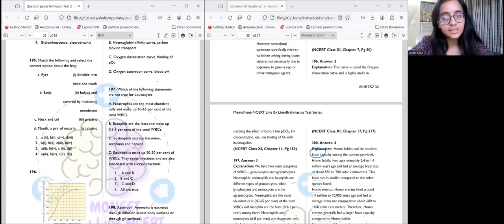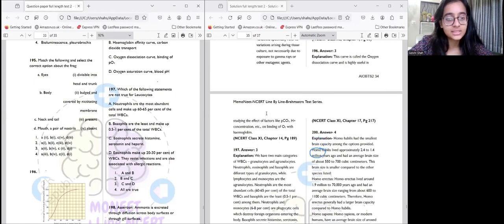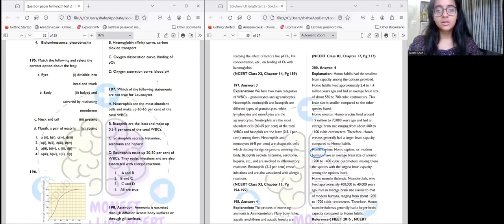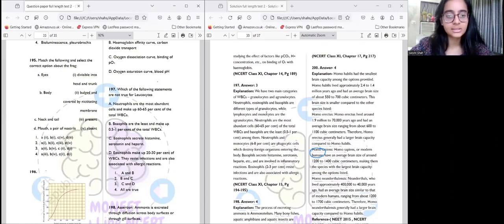So which of the following statements are not true for leukocytes? Neutrophils are the most abundant cells and make up 60 to 65% of the total WBCs. Is that right? As I spoke, there are two types of WBCs, granulocytes and agranulocytes. Eosinophil, basophil, neutrophils are all granulocytes, and the agranulocytes are monocytes and lymphocytes. Neutrophils are the most abundant, which is 60 to 65% of the total WBCs. That is correct. What is the least? The basophils are the least. So both A and B are correct, and they make up 0.5 to 1%.